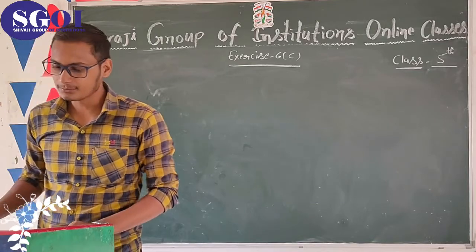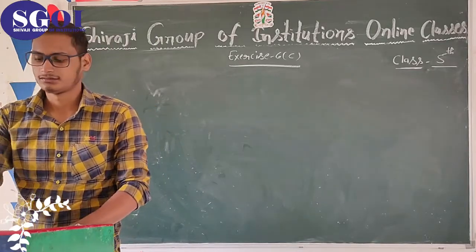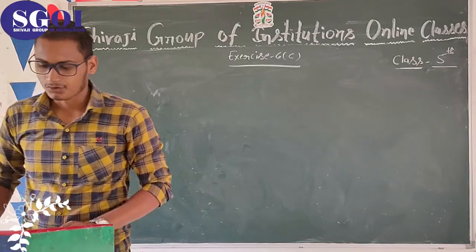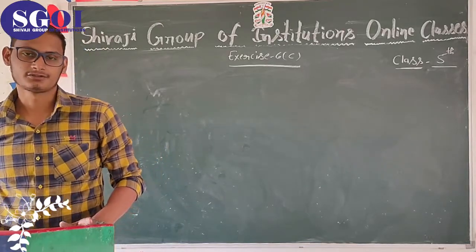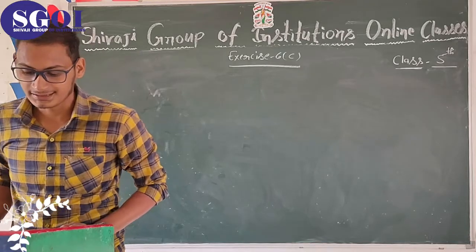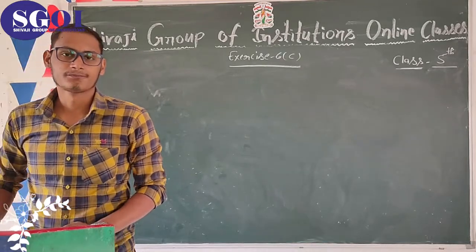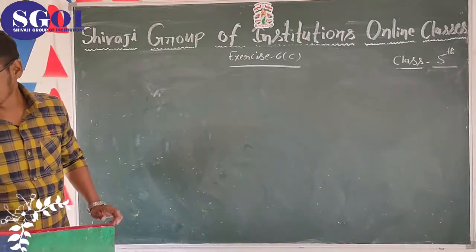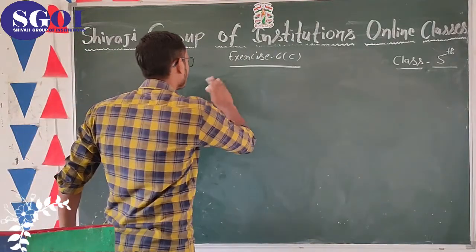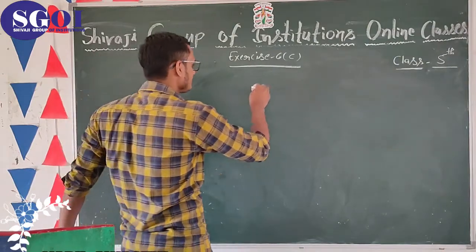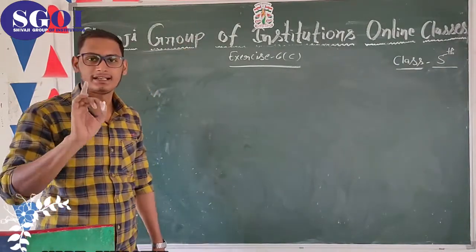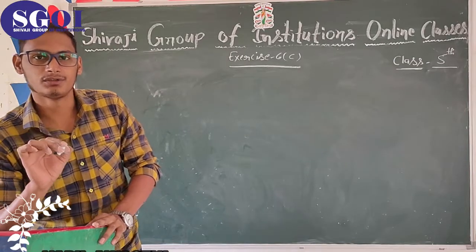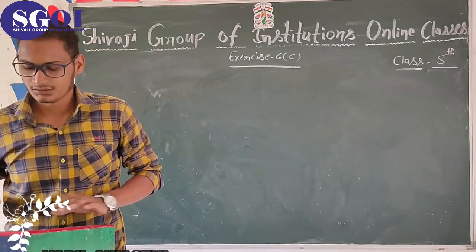Test the divisibility of the following number by 8. So students, we have to learn the divisibility rule by 8. The divisibility rule by 8 is: if the number formed by the hundreds place, tens place and ones place is divisible by 8, then the whole number is divisible by 8.